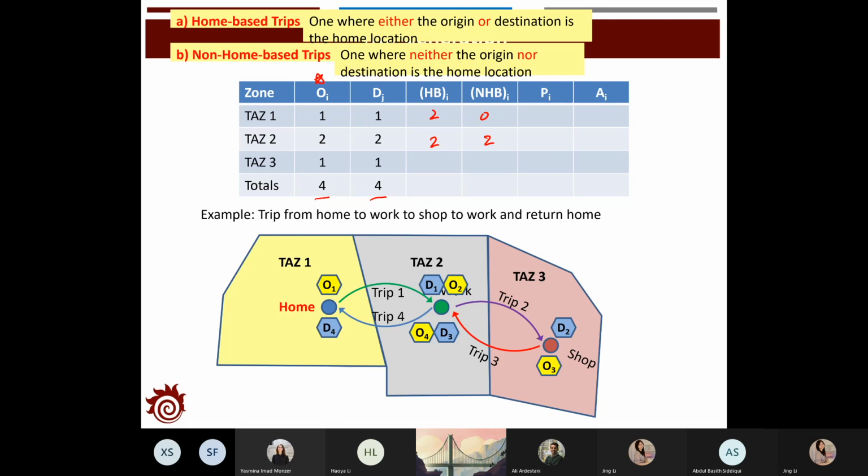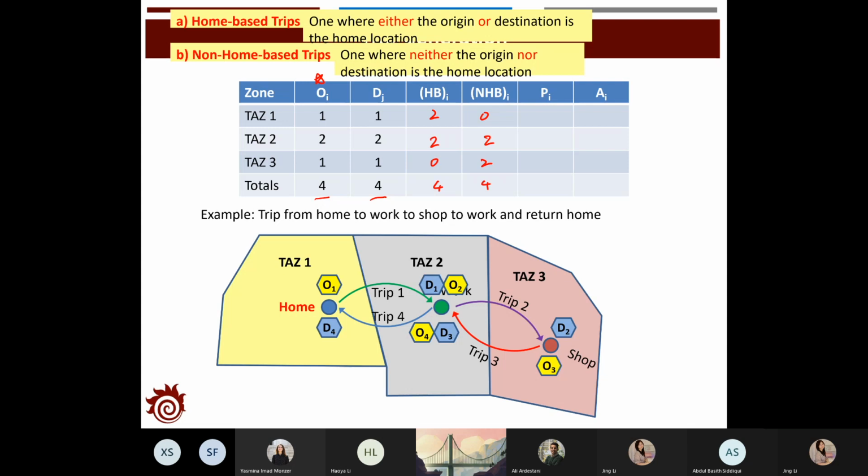And then for zone 3, what idea do you have? 0 home-based trips. So we have 0 home-based trips and 2 non-home-based trips. And if we sum them together, there will be 4 home-based trips and 4 non-home-based trips.